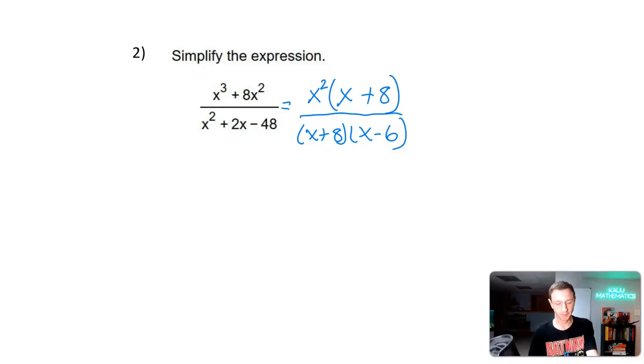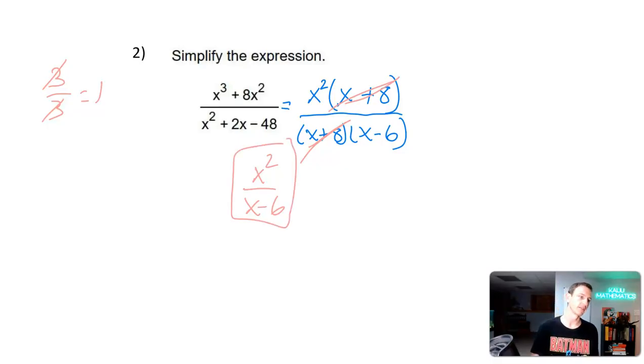So then the simplifying is that we have an x plus 8 on top and bottom. So those are going to simplify, just like if you had the fraction 3 over 3, that would be 1. 3 divided by 3 is 1. Same thing with these rational expressions. X plus 8 and x plus 8 are going to simplify. So we have x squared over x minus 6, and this does not simplify at all.